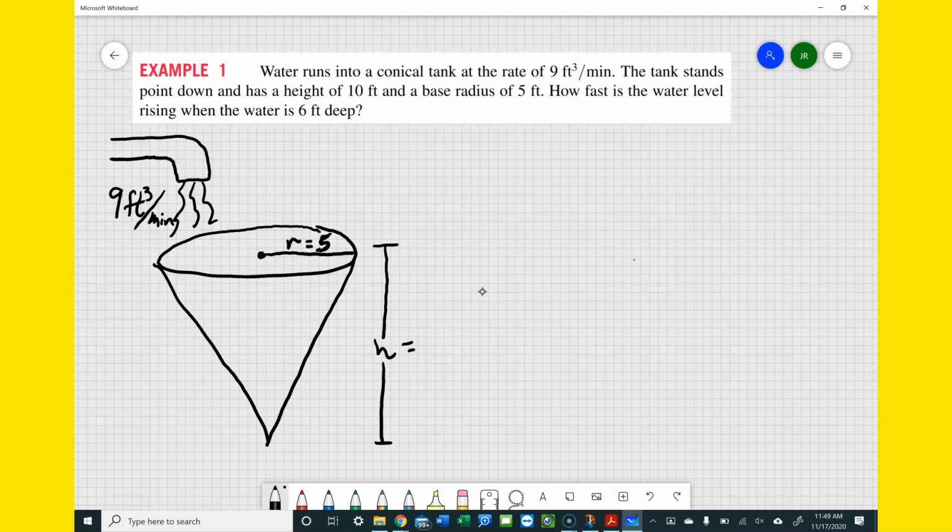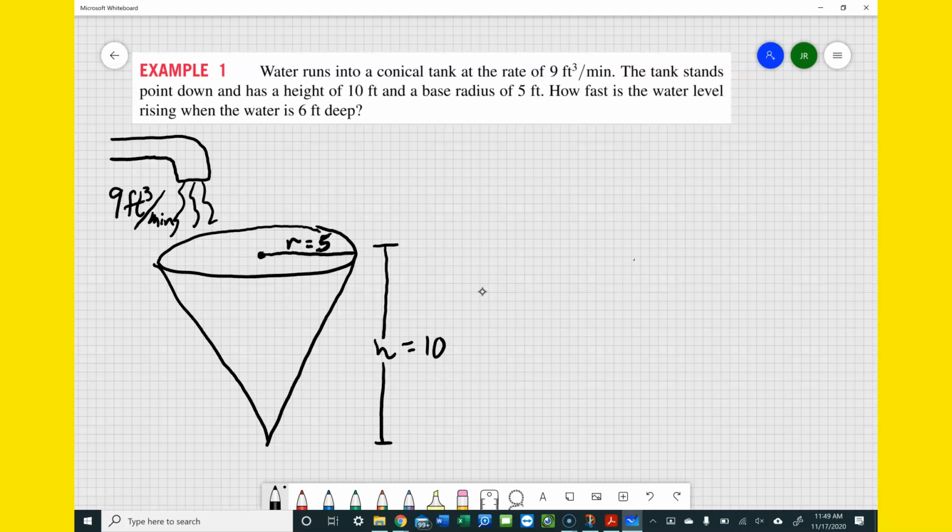So the full height is 10. All right. What else does it tell me? It says, how fast is the water level rising? So as water comes into this tank, I can think of at least 3 things that are changing, maybe more. There's probably more that's changing. I'm sure there is. But at least these 3 things are changing.